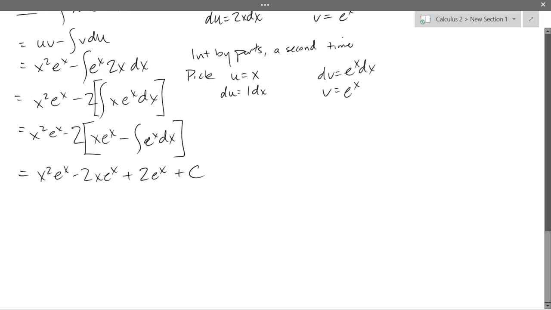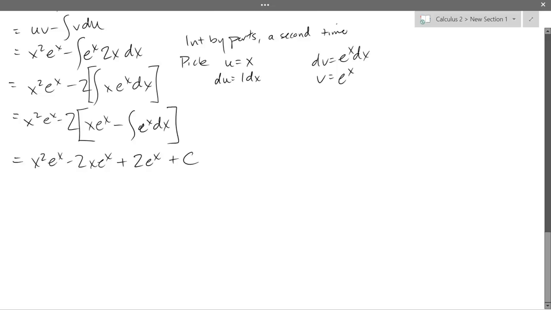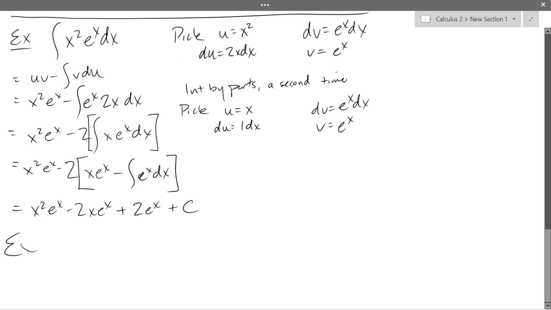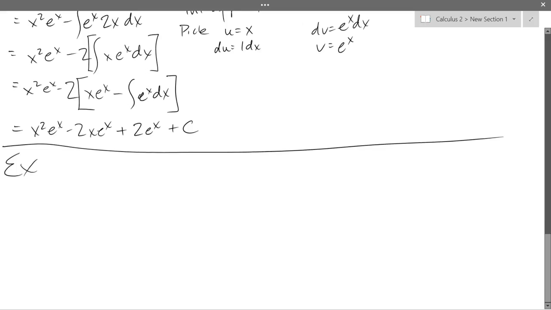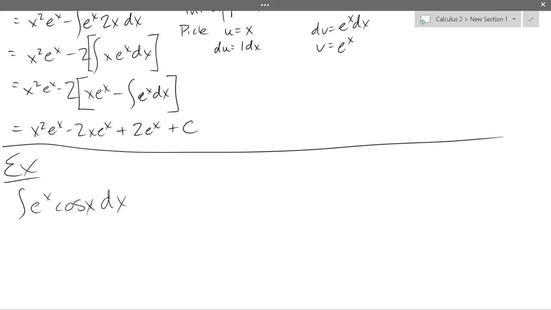So now we're going to do a question that will feel very strange. Well, all these should have felt very strange because they're all new techniques. This one will feel even more strange. So we're going to integrate e to the x times cos x dx.